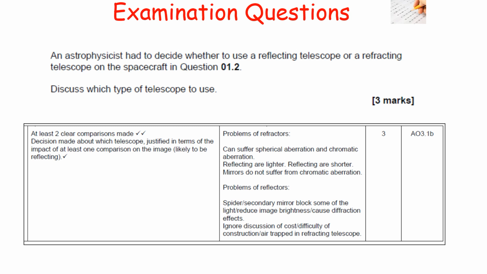But the issue with reflectors is that your secondary mirror in your Cassegrain arrangement for your reflecting telescope will block some of the light out, so it will reduce your image brightness, making it hard to see. And also, when you've got your Cassegrain arrangement for your reflecting telescope, you'll also get a little bit of diffraction as the radiation goes past that secondary mirror.